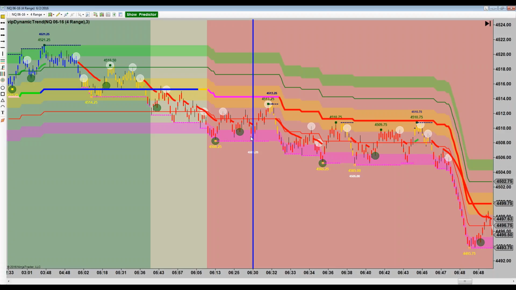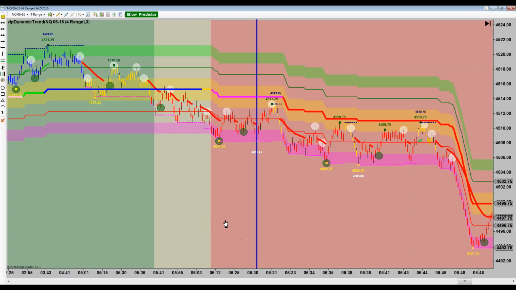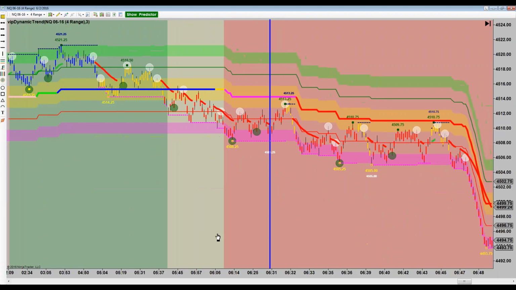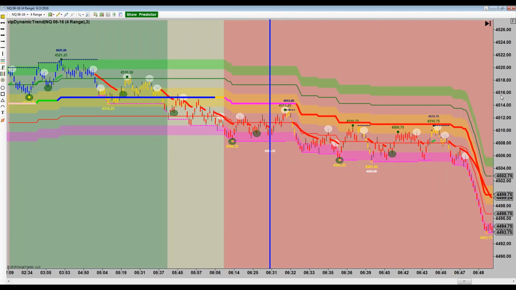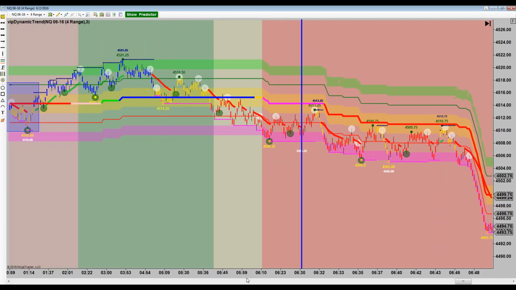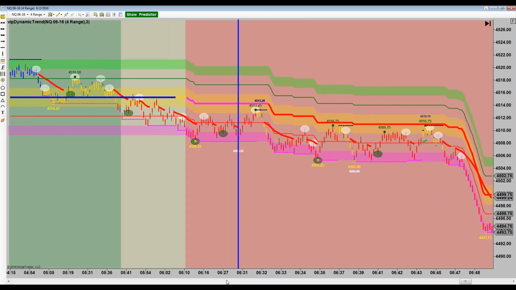Trending at the open right here. Are we in a trend right here at the open? Yes or no? And if your answer is yes, what is the direction of the trend? Are we trending at the open on this particular day? Yes or no? What say you, team?